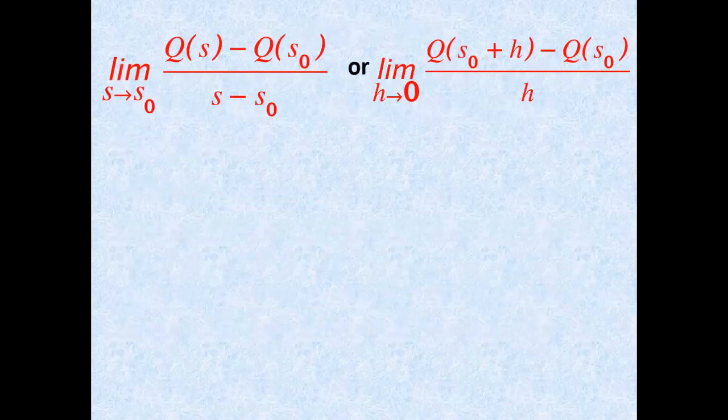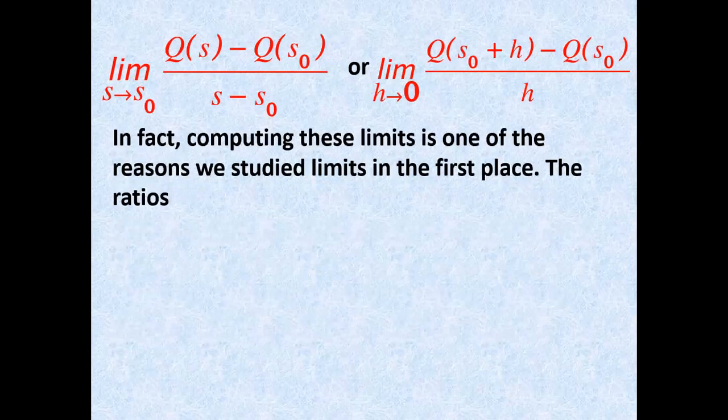The limit where s approaches s naught, and we have a final point q of s minus the initial point q of s naught all over s minus s naught, or in other words, the limit where h tends to 0. We have a small increment in s naught as a final point, that is q of s naught plus h minus q of s naught all over h. So computing these limits is one of the reasons we study limits in the first place.